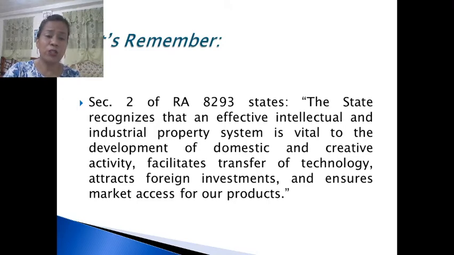So Section 2 of Republic Act 8293 states that the state recognizes that an effective intellectual and industrial property system is vital to the development of domestic and creative activity, which facilitates transfer of technology, attracts foreign investments, and ensures market access of our products.